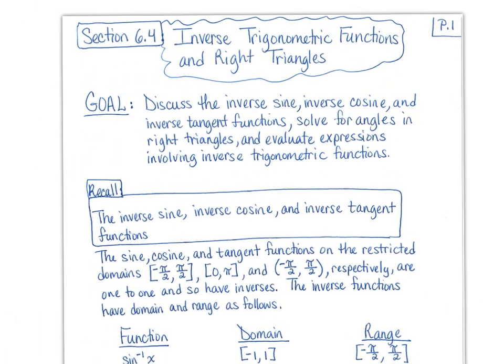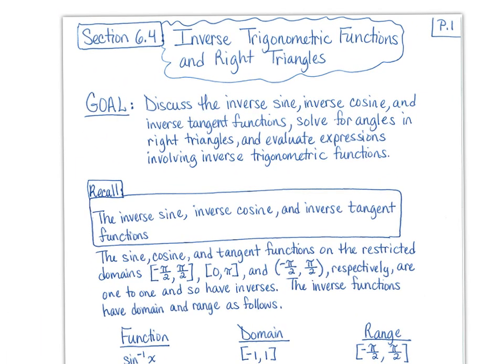All right, so let's begin section 6.4. Section 6.4 talks about inverse trigonometric functions and right triangles. For a lot of this, at the beginning, you will have seen it before. In this section, we're going to discuss the inverse sine, inverse cosine, and inverse tangent functions, which are also called arc sine, arc cosine, and arc tangent. We're going to solve for angles in right triangles, and we're going to evaluate expressions involving inverse trigonometric functions. We're going to tie what we know about inverse functions to right triangles.